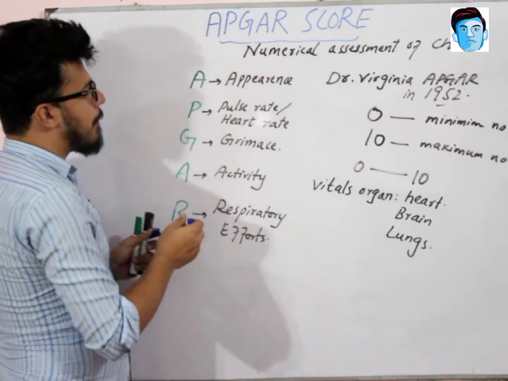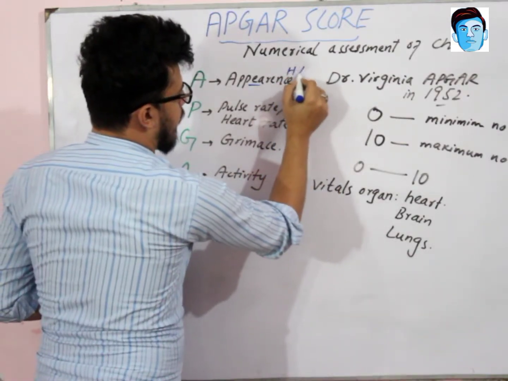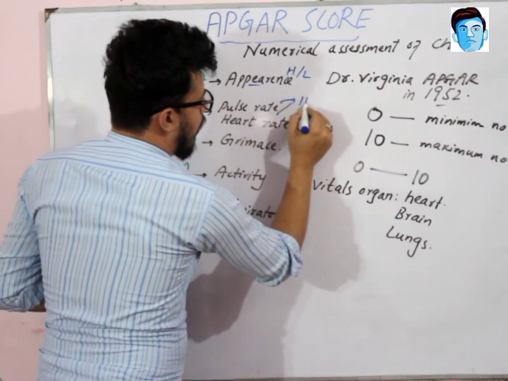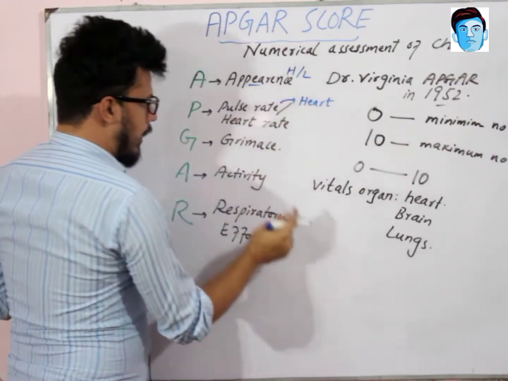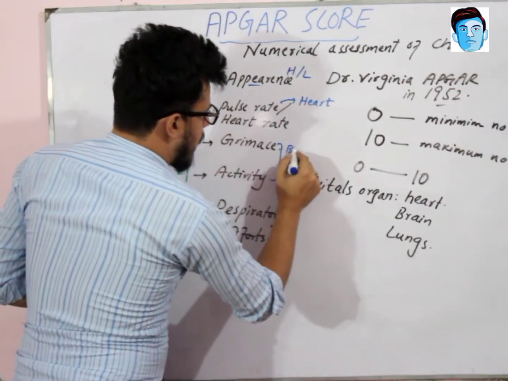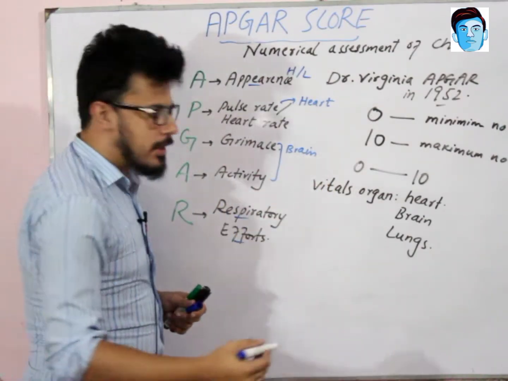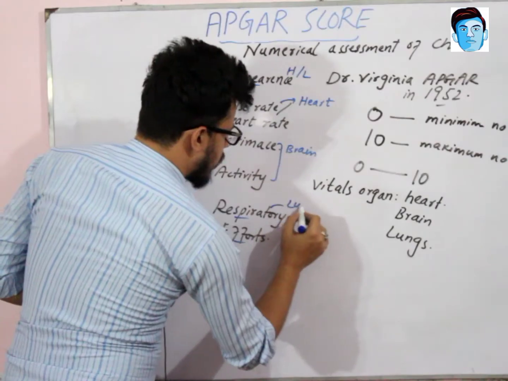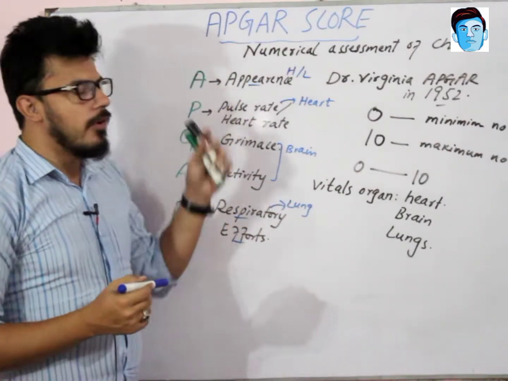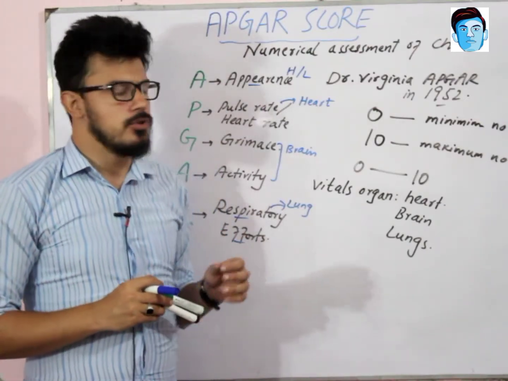Like if we see the appearance of a child, it will show us an assessment of the heart and lung. Pulse rate will show us an assessment of the heart, while the grimace and activity will show us a brain assessment, while the respiratory efforts will show us an assessment of the lung in a child. So in a nutshell we can say that through the components of APGAR scoring we can comment on the vital organs in a child. So it is important.